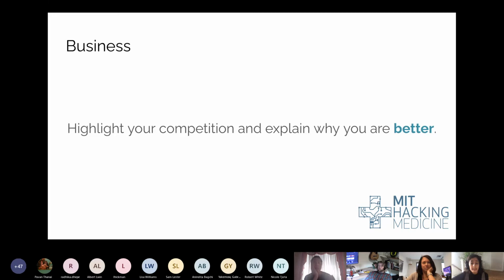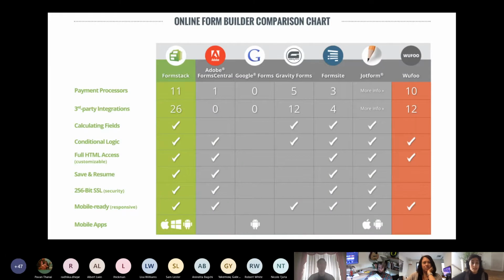Make sure that you're also highlighting your competition and explaining why you are better. With many of the problems that you guys have pitched, while they still do exist in the industry, there have probably been a couple of people who have either tried to solve that particular problem or use an existing solution to be able to try and branch out into this problem.